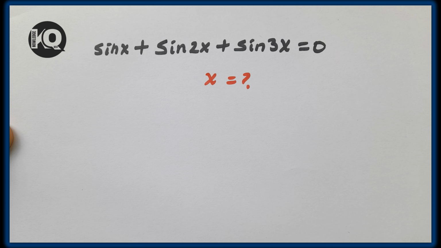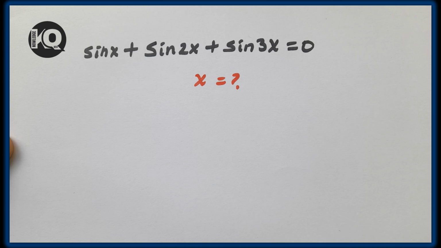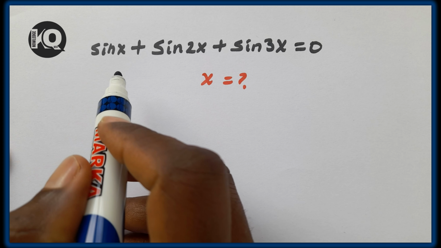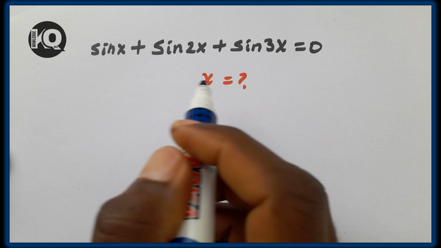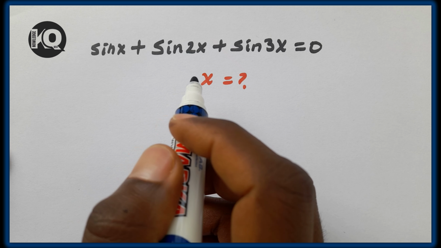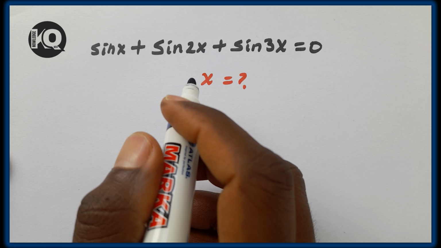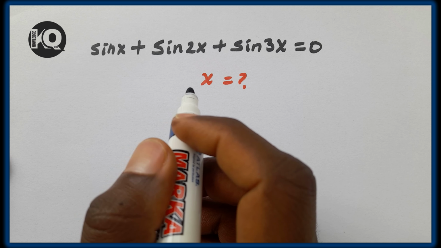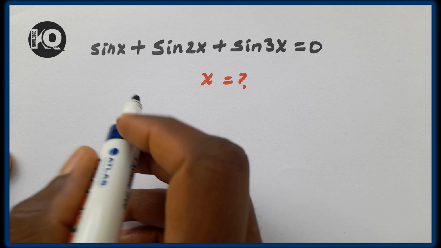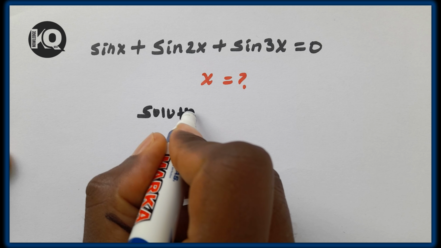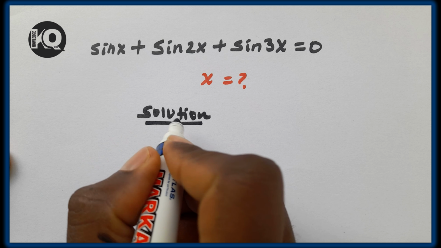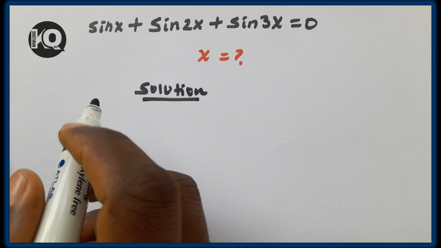Hello, welcome everyone to solve this problem, which is sin x plus sin 2x plus sin 3x, which is equal to 0. Find the value of x either in radian or in degrees. So let's go to the solution. So let's rewrite the problem.